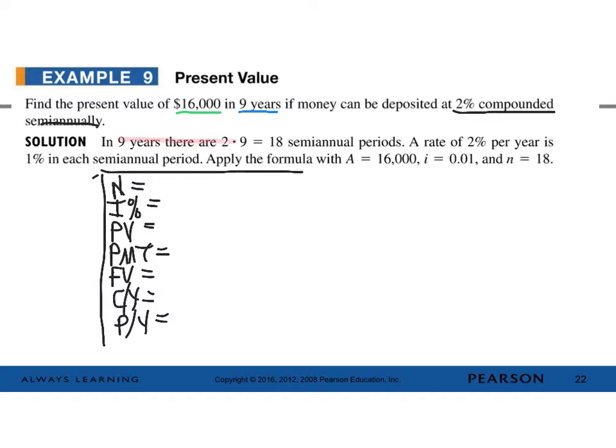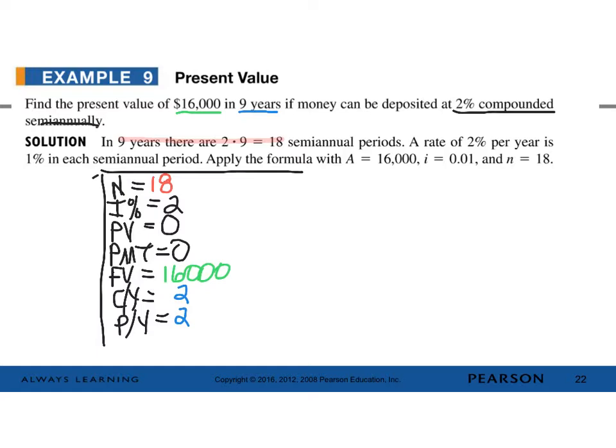In 9 years, there are 2 times 9, which is 18 semi-annual periods. The stated interest rate is 2%. The present value is what we're looking for, so we're going to enter that as a 0. We're not going to make any payments. The future value is 16,000. And the compoundings per year is going to be 2 because that's semi-annual. And the payments of interest per year will also be 2.